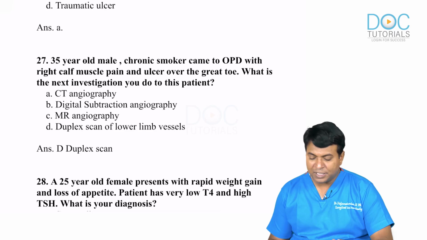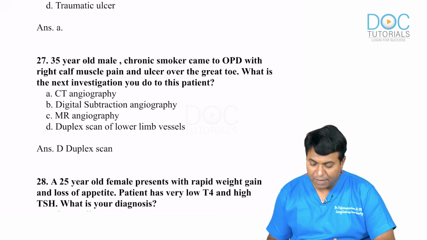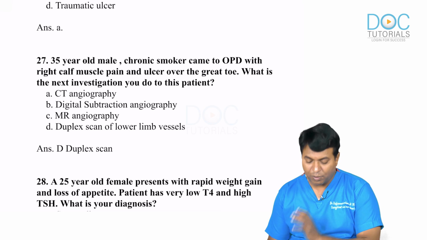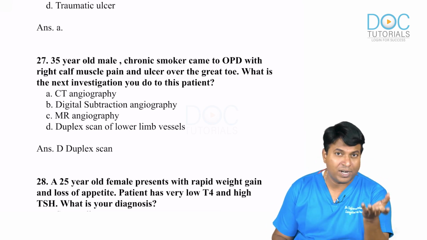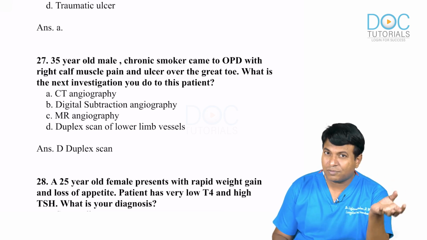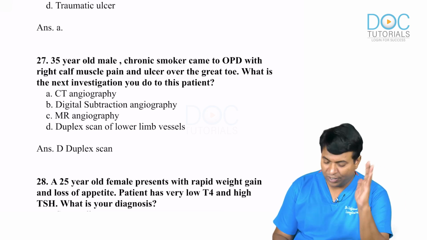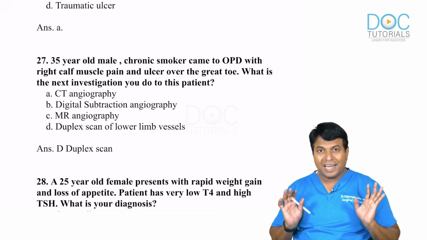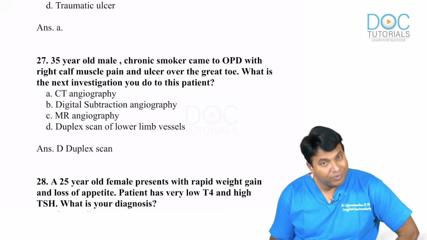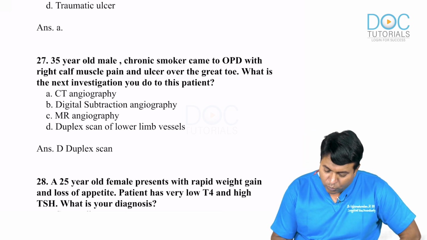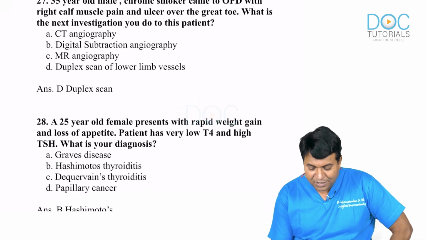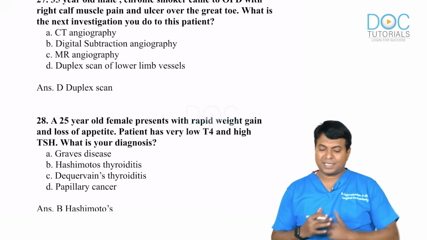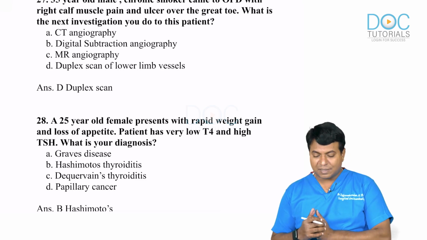A 35-year-old male chronic smoker came to OPD with right calf pain and an ulcer over the grade 2. He is a 35-year-old male chronic smoker. What is your diagnosis? He is a case of thromboangiitis obliterans. We have to confirm there is an infrapopliteal lesion on both sides by doing various investigations. They are asking what is the next step. They didn't ask you the investigation of choice. So the answer is duplex scan. The gold standard would have been digital subtraction angiography, but they asked what is next, so it is duplex scan.